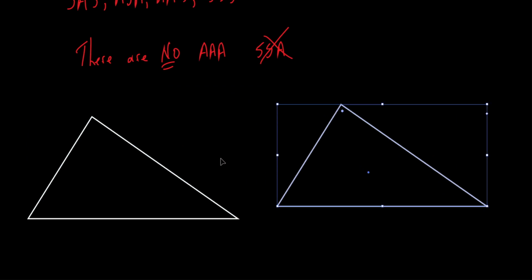Okay. Now, what if they gave me, they didn't tell me anything about the sides, but they told me that the corresponding angles are equal. So they told me that this one was equal to this one. They told me that this one was equal to this one. And they also told me that this one is equal to this one. Is that enough to say those triangles are congruent to each other?